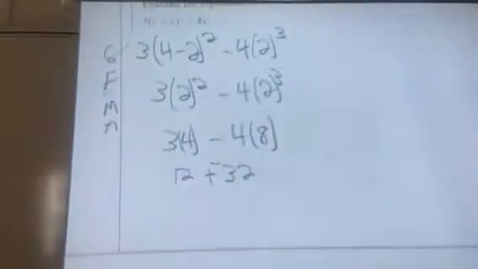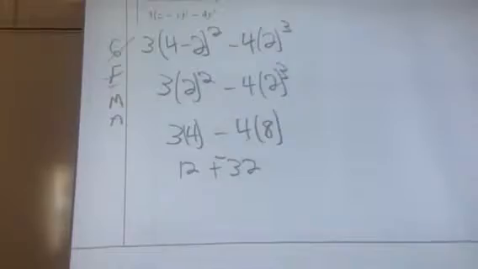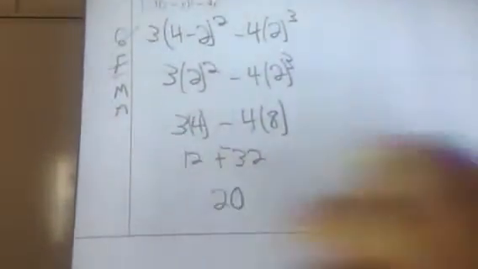I'm going to change the sign of the second term. Same signs, add and keep; different signs, subtract. 32 minus 12 gives me 20. I'm going to take the sign of the higher number. 32 is larger than 12, so I'm going to take the sign of that.